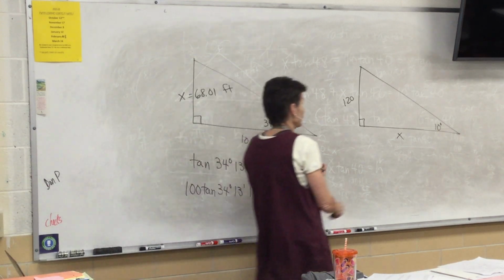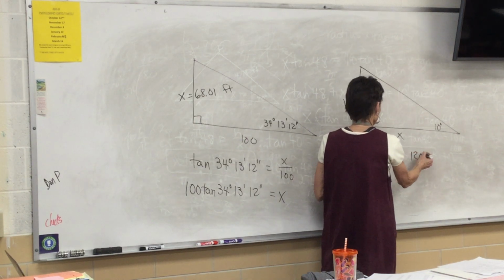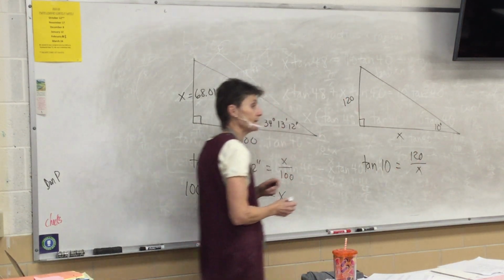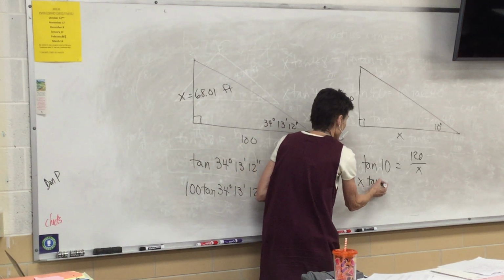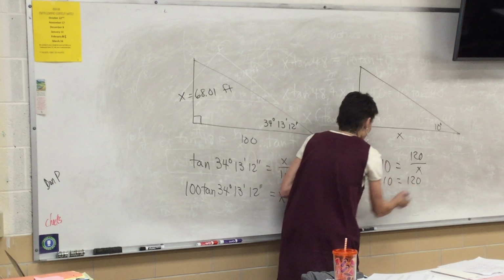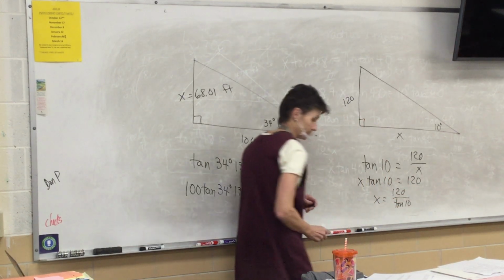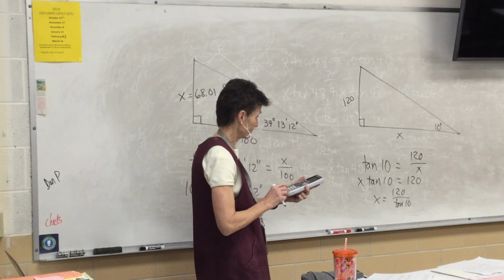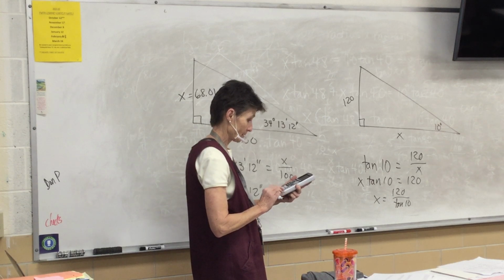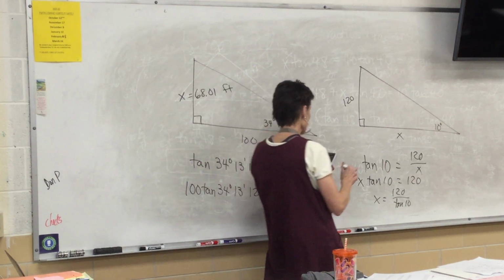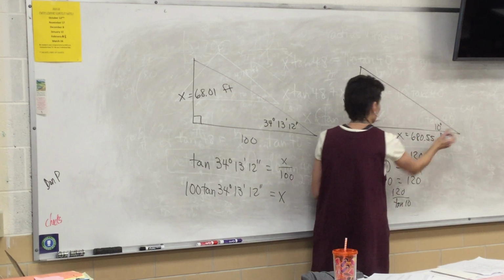So Alexis already said it was a tangent. Would you agree with her? This one's a little different though because the X is in a different place. So we'll have to multiply the X over and then divide. I got 680.55. Anybody else get that?